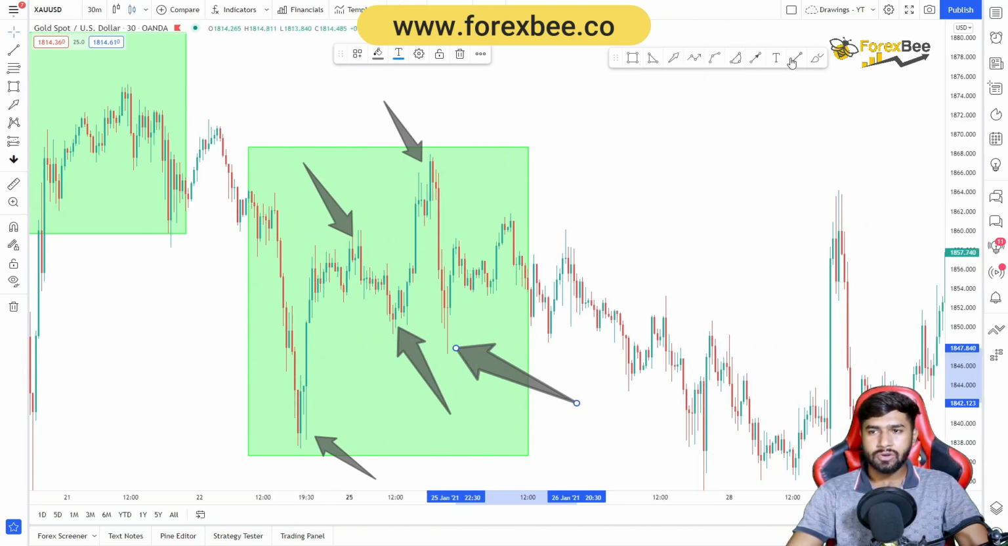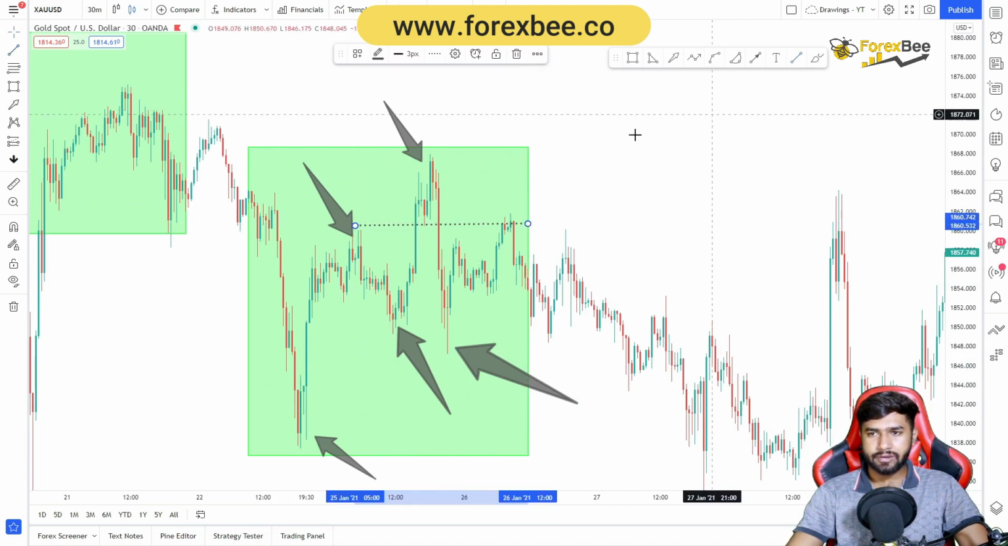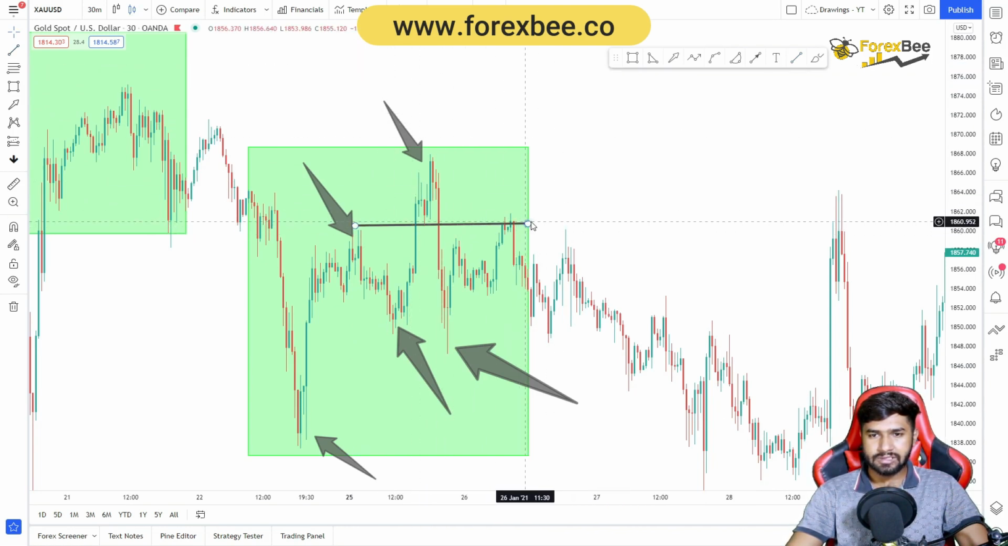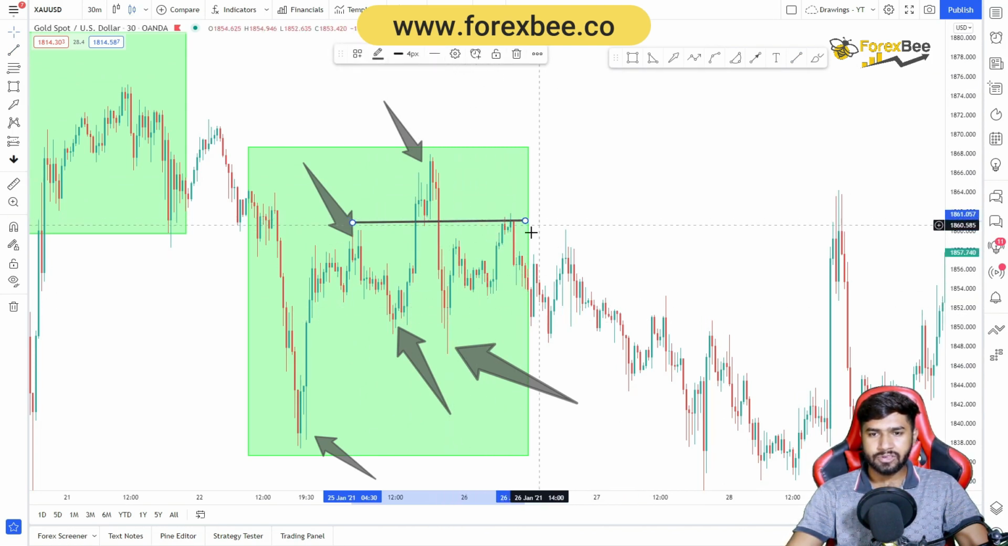So let me just draw the Quasimodo level, and let me just make this line. So this is our Quasimodo level, and we can see that the price retraced back to this level in order to fulfill those pending orders, and then it started going downward.